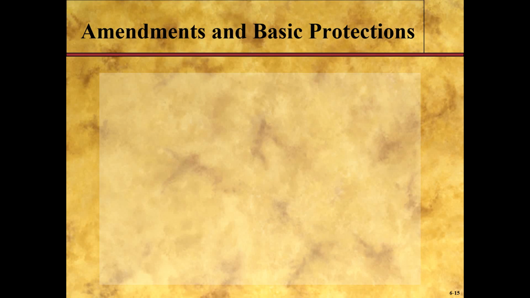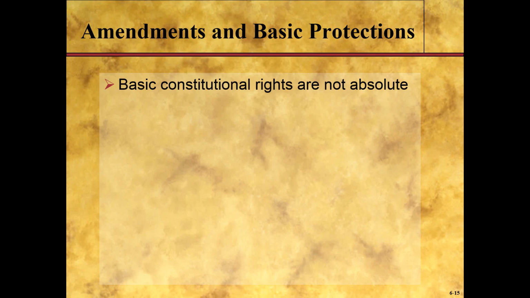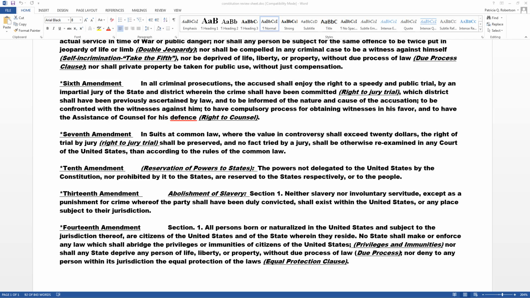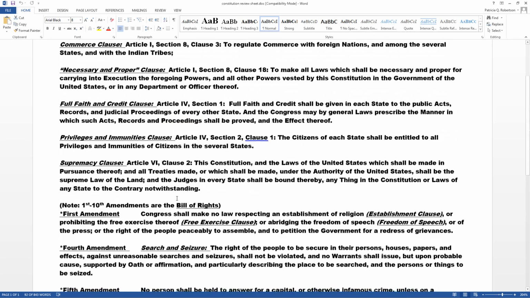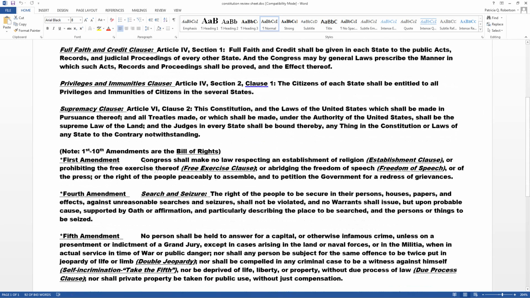Now, as we've talked about, basic constitutional rights are not absolute. There are some fundamental concepts. However, we do have to remember they're not absolute. Now, I do want you to look back at something very briefly before we go further. Keep in mind that the First Amendment, for example, says Congress shall make no law respecting establishment of religion, or prohibiting the free exercise, or abridging the freedom of speech.